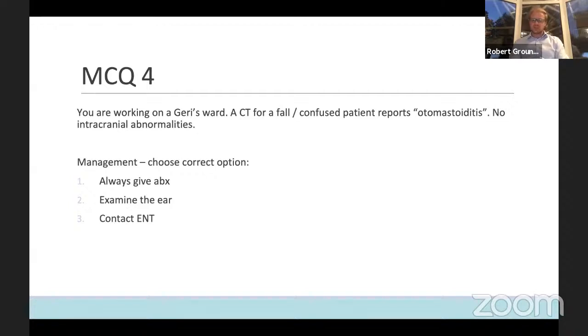Otomastoiditis sounds alarming. You're going to give some antibiotics. Is it relevant to look in the ear and try and examine? Or would you just kind of pass go and contact ENT for some advice at this point?